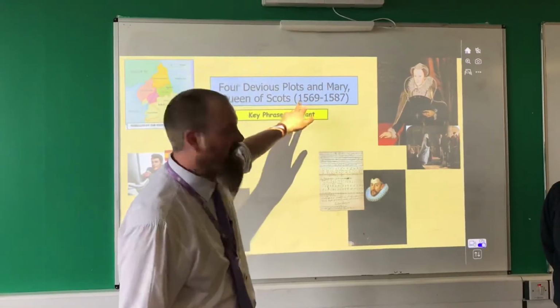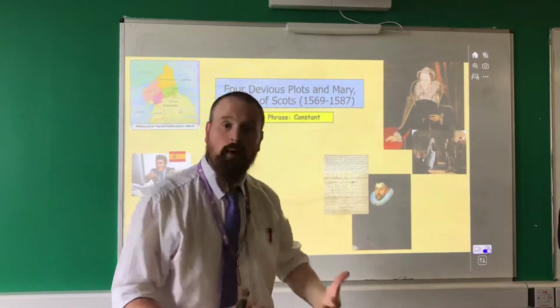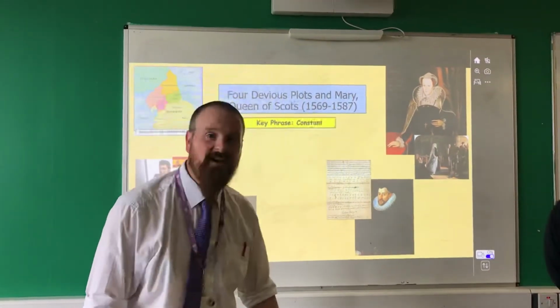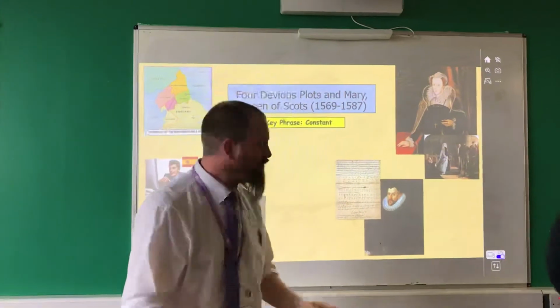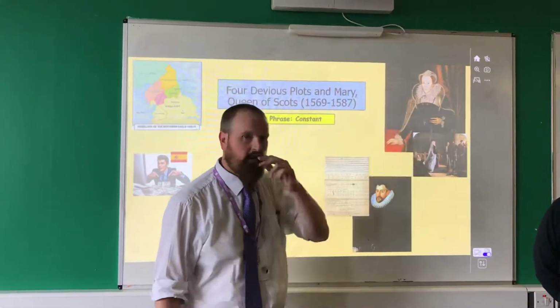The dates we're looking at today are 1569 to 1587. We will break down while we're using those dates. And my key phrase is constant. There is a constant pressure from the plotters who are against Elizabeth, obviously, and also this lady up here, Mary, Queen of Scots.